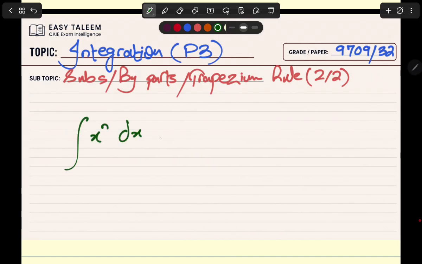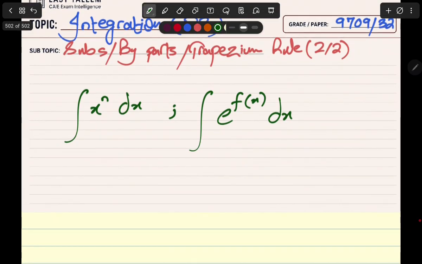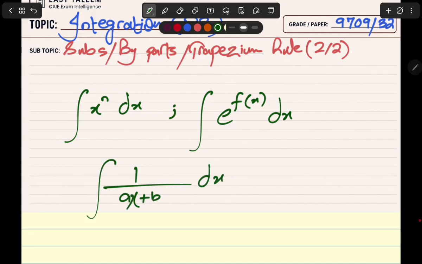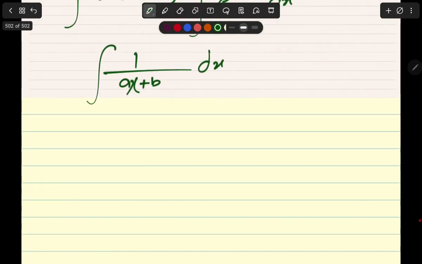In the previous lecture, we learned the standard integration results for x to the power of n if you're integrating it with respect to x. And then we also did it if an exponential is raised to some function of x. And we also did a reciprocal function where the denominator was in the linear form 1 upon ax plus b, along with basic trigonometric and definite integration. So in the last lesson, we did all of that.